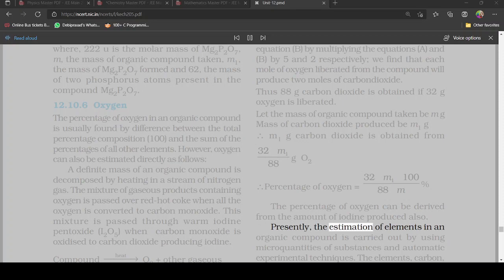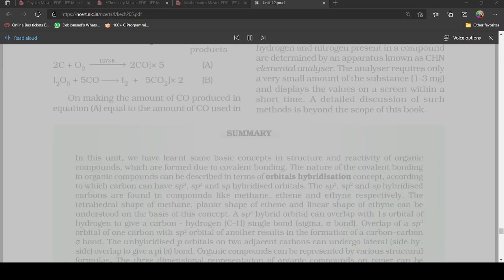Presently, the estimation of elements in an organic compound is carried out by using microquantities of substances and automatic experimental techniques. The elements carbon, hydrogen and nitrogen present in a compound are determined by an apparatus known as CHN elemental analyzer. The analyzer requires only a very small amount of the substance, 1 to 3 milligrams, and displays the values on a screen within a short time. A detailed discussion of such methods is beyond the scope of this book.